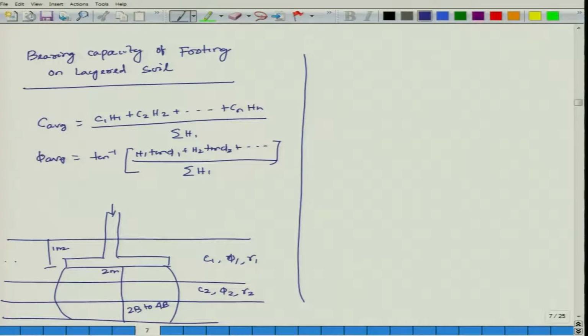This is a general philosophy, but there are different conditions, there are different theories also for layered soils. This is out of scope. Generally in advanced geotechnical engineering or advanced foundation engineering, particularly at master's level, how you calculate bearing capacity in layered soil will be discussed in detail.